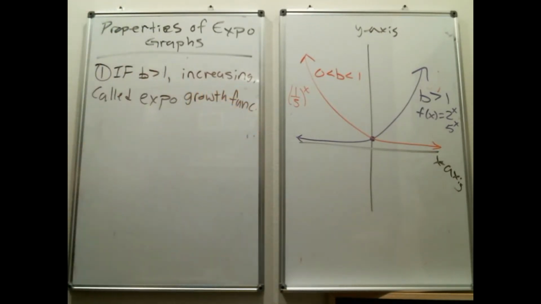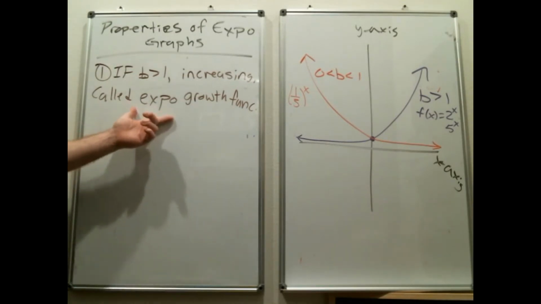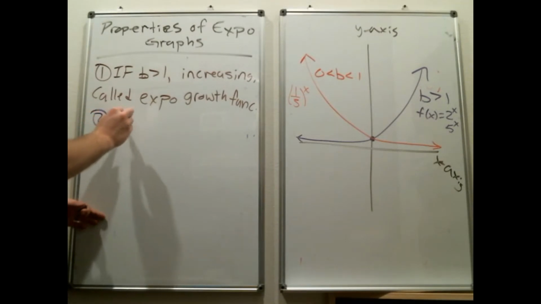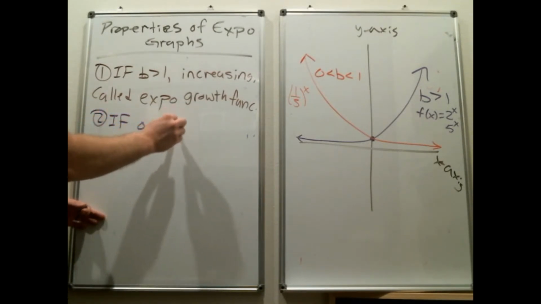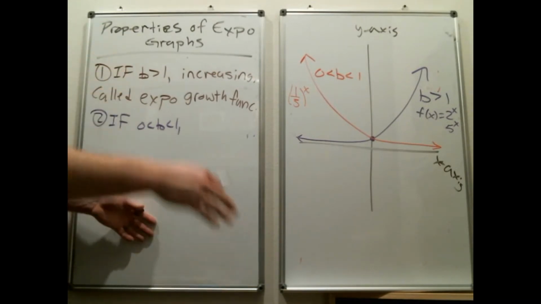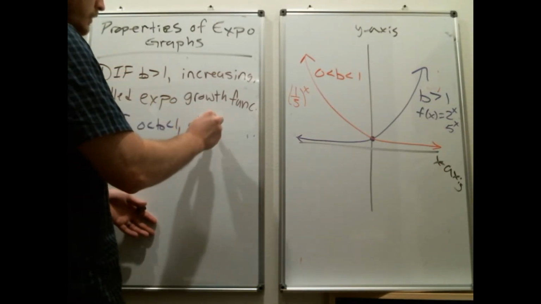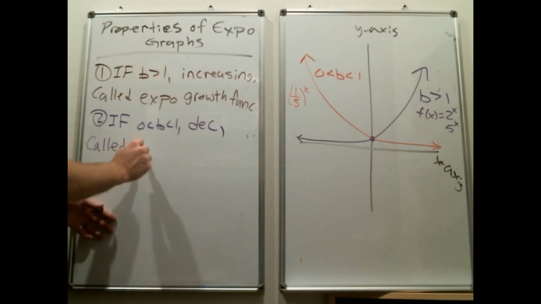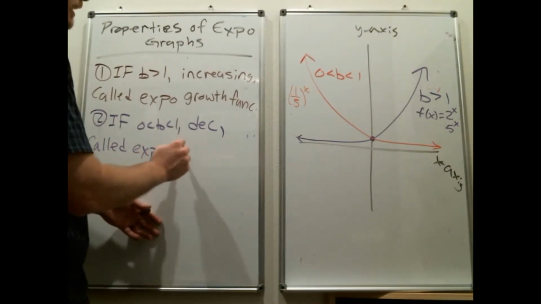And again, I'm abbreviating, and I'm sorry. Expo means exponential. Func, you know what func means. We talked about that in class. All right. So we can make a similar point if b is between 0 and 1. So number 2, if b is between 0 and 1, the function is decreasing. I'm going to abbreviate with decreasing, and it's called an exponential decay function.